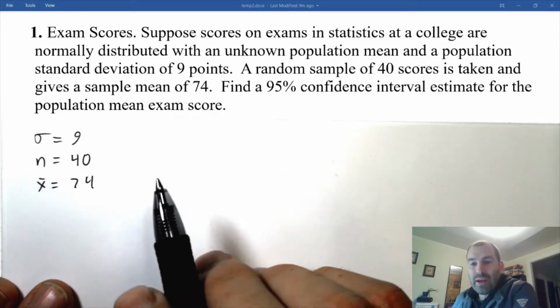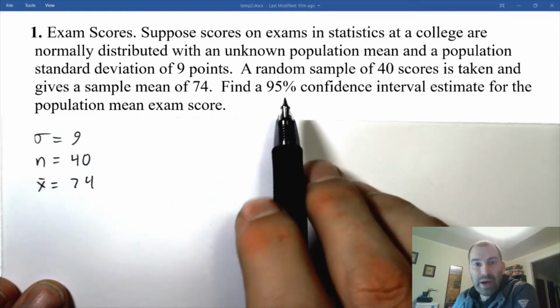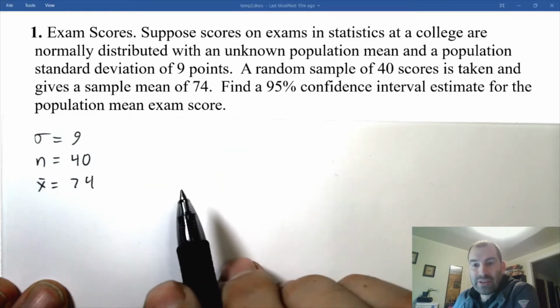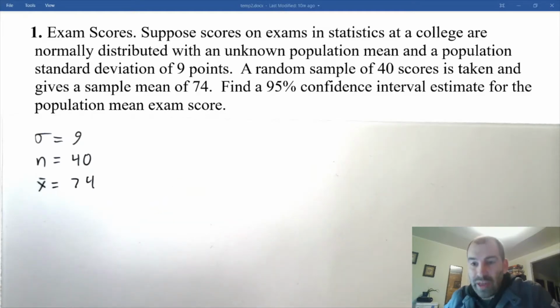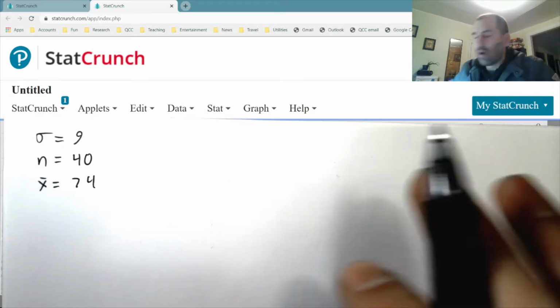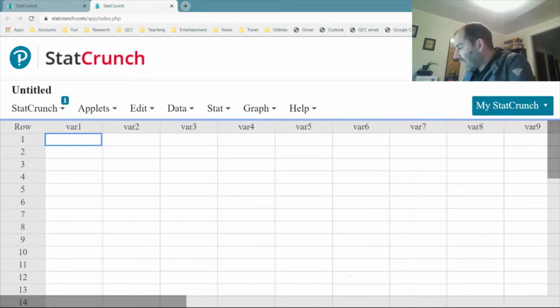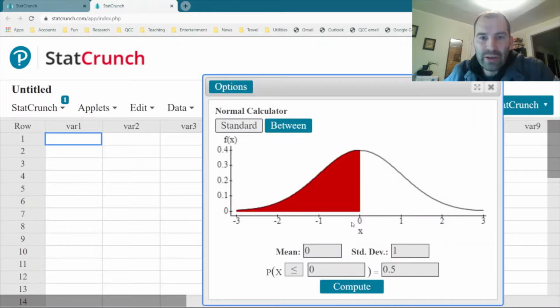Well, we need to find the critical z-score corresponding to a 95% confidence interval. You might remember from the last video what that was. Let's go through the process of computing it again so that we can compare this to the situation that we'll have in the next example. How will we compute this? Well, we will go to our statistics calculator and go find this out. We'll get our normal distribution calculator.